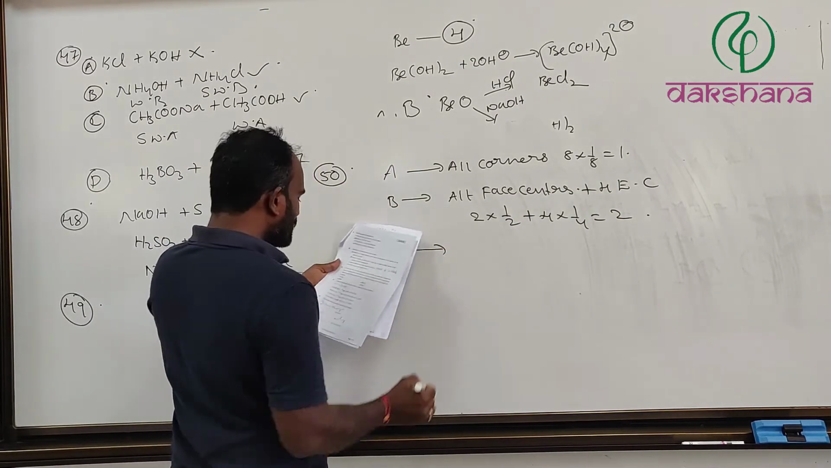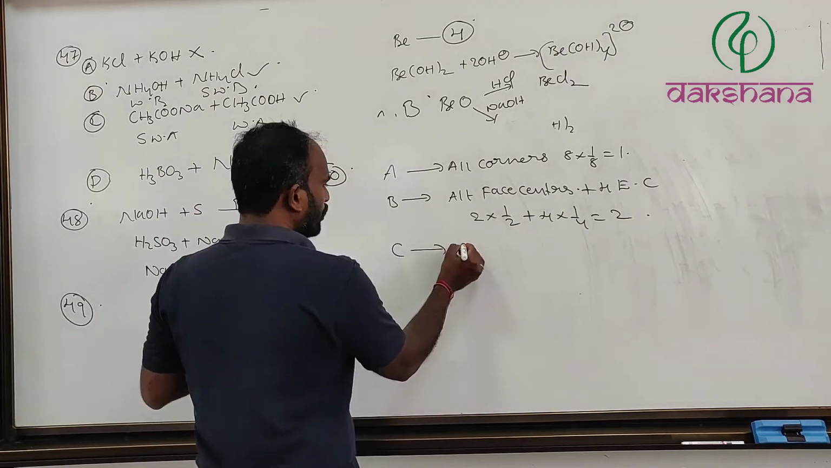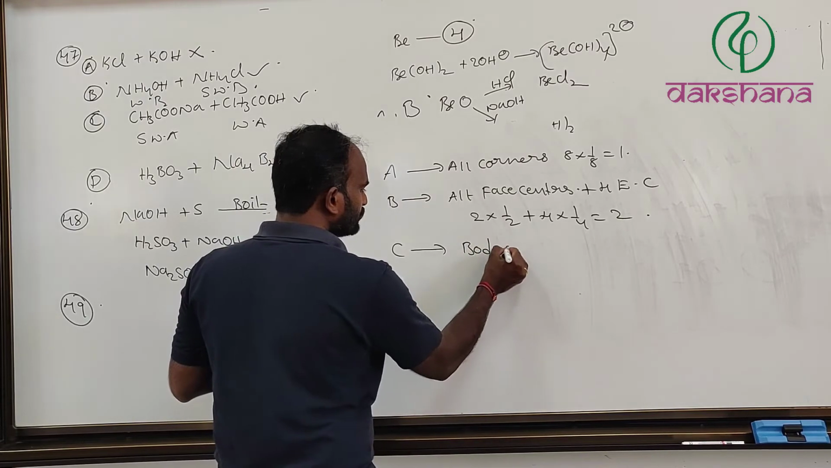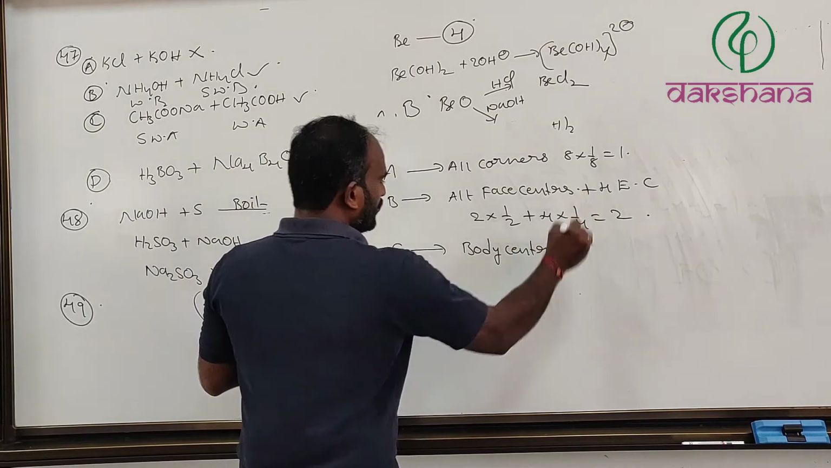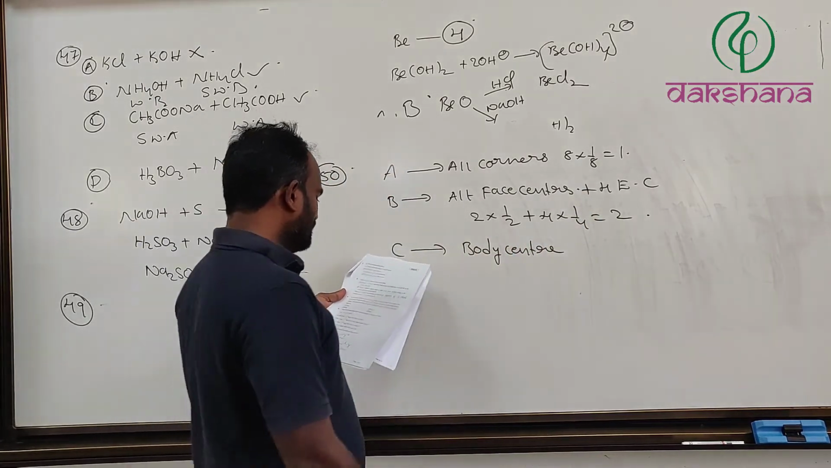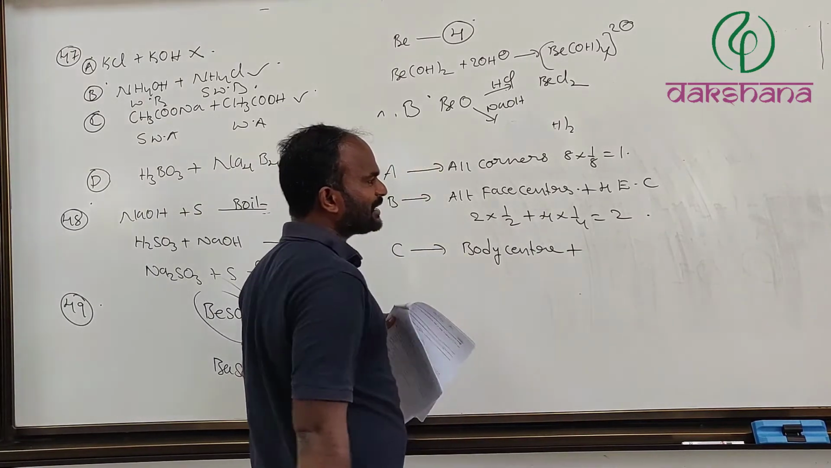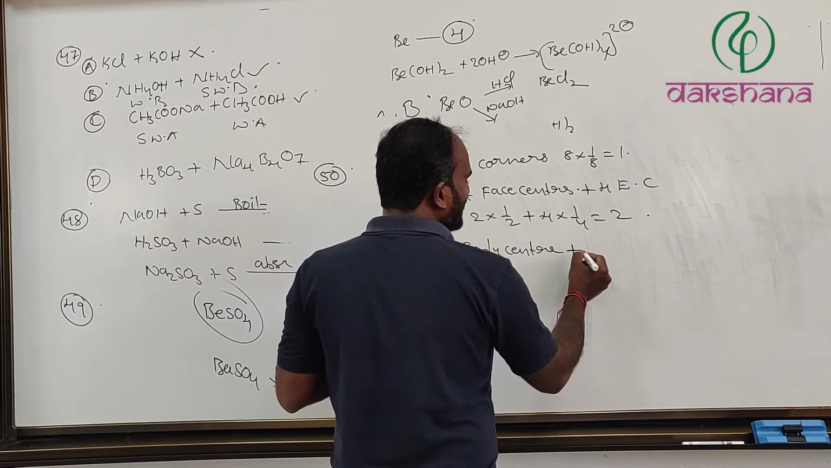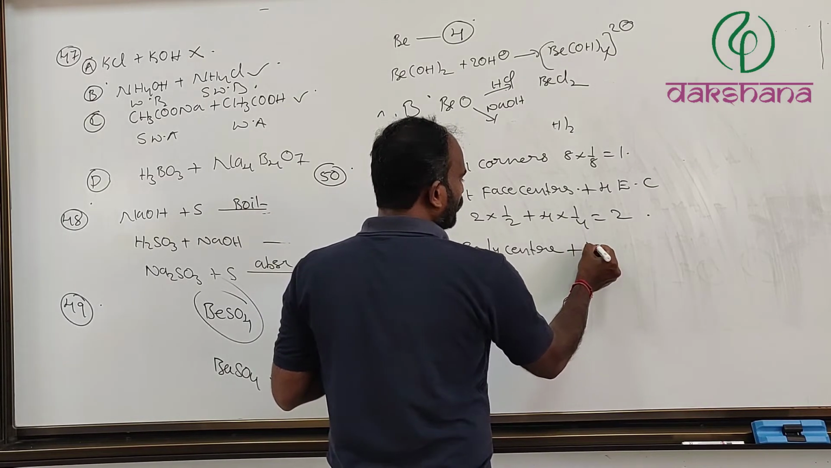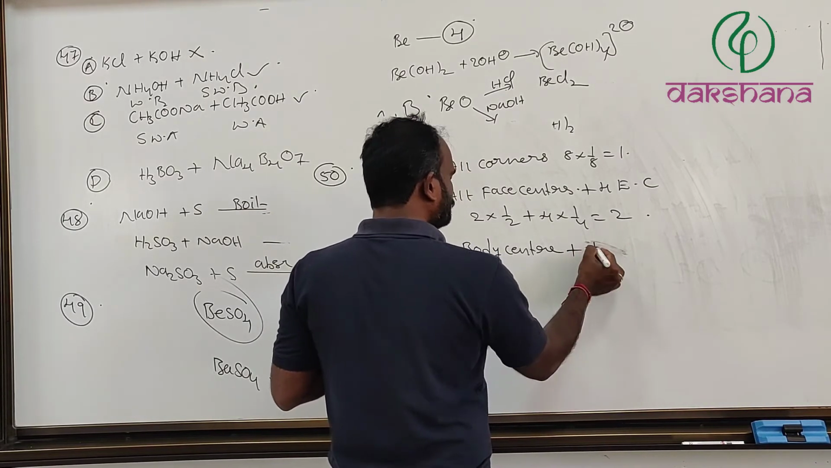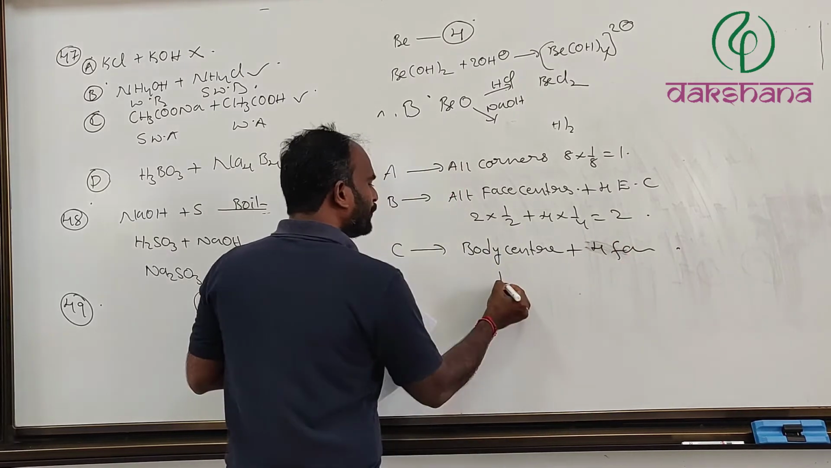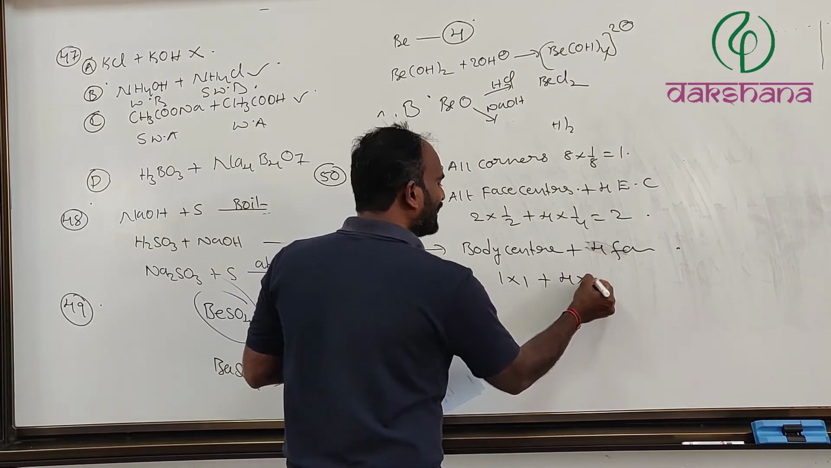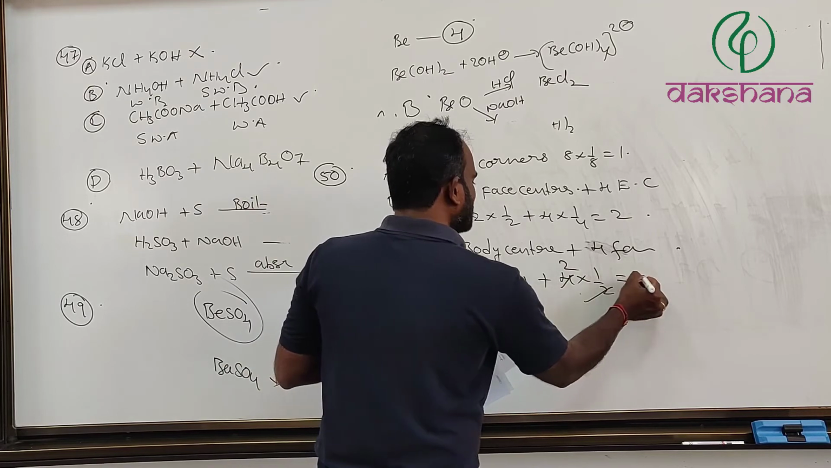Atoms of C are present at the body center and remaining face centers. Remaining face centers: out of 6, 2 of them are present. Therefore, remaining are going to be only 4, that is 4 face centers. Therefore, 1 into 1 plus 4 into 1 divided by 2, that is equals to 3.